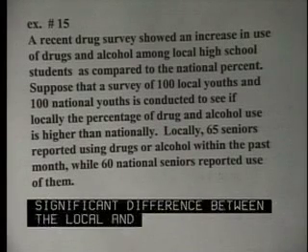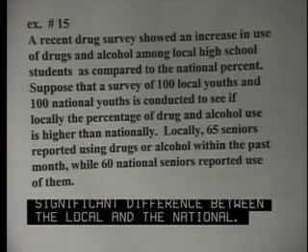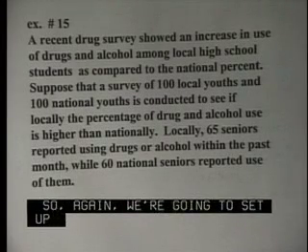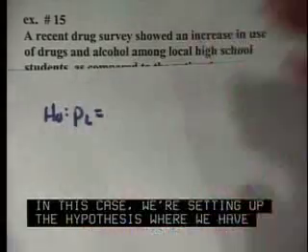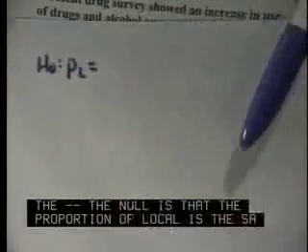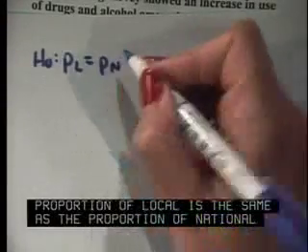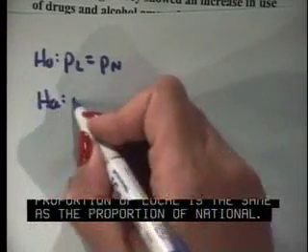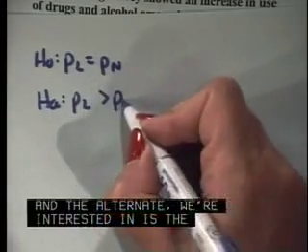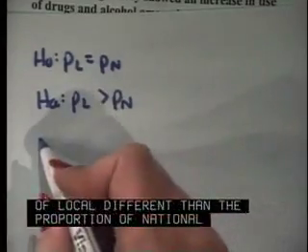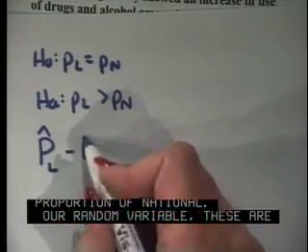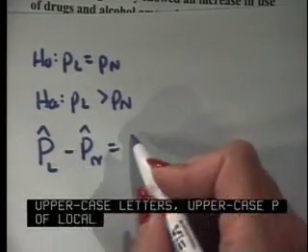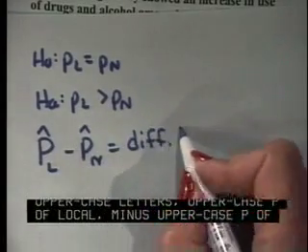What we want to do is see, is there a significant difference between the local and the national? So again, we're going to set up our hypothesis. The null is that the proportion of local is the same as the proportion of national. And the alternate we're interested in is the proportion of local different than the proportion of national. Our random variable, with uppercase letters, uppercase P of local minus uppercase P of national, would be the difference in the proportions.